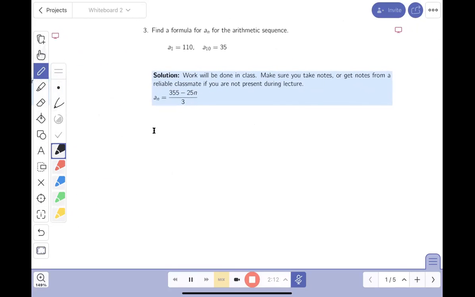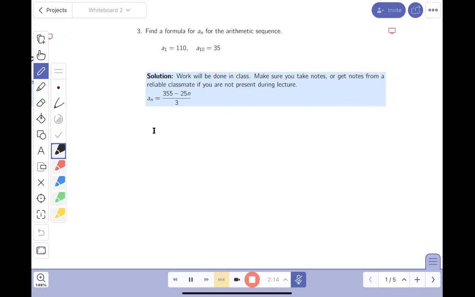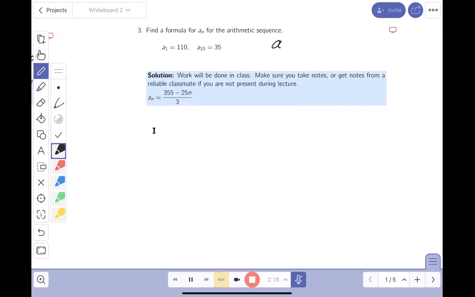Maybe not. So what does it say? It says find a formula for AN. Well, I know what it is, I've been doing this over and over again. AN is A1 plus N minus 1 times D. They've given me A1. Unfortunately, they didn't give me D. They gave me A1 and A10. So let's write this down. A1 is 110, and they gave me A10 is 35.